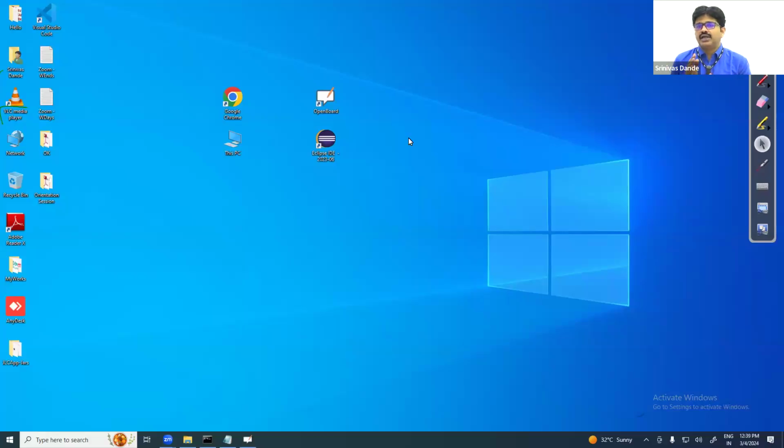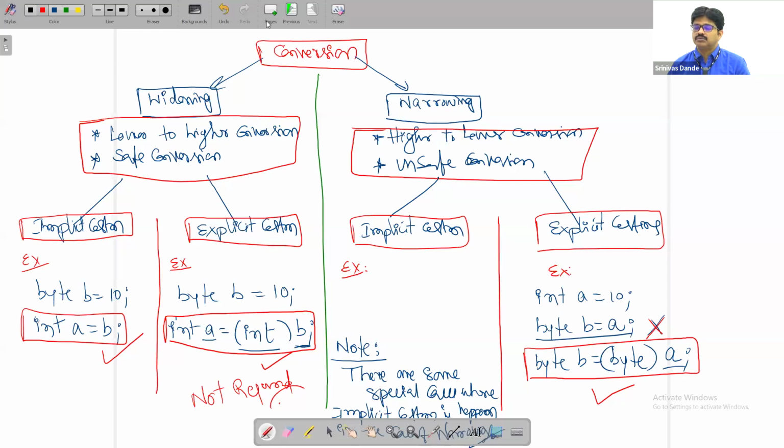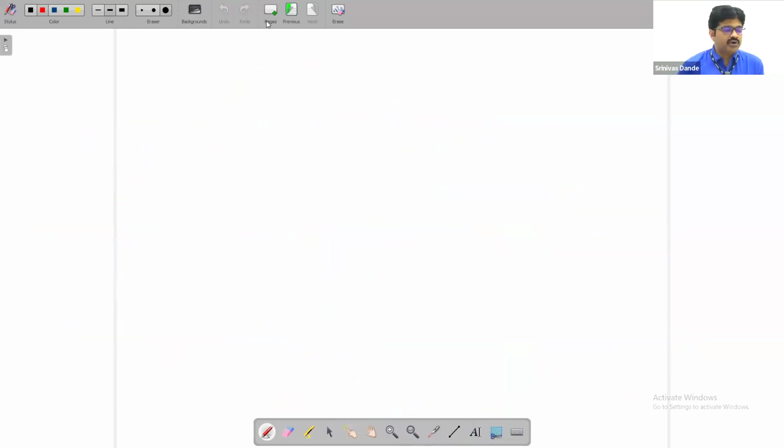In this session, we will continue the assignment operators. In the previous session, we have done the simple assignment operator. The whole session, we completed only one operator, equals, with typecasting, conversions, all that. Now, compound assignment operators. How many compound assignment operators are there? 5.